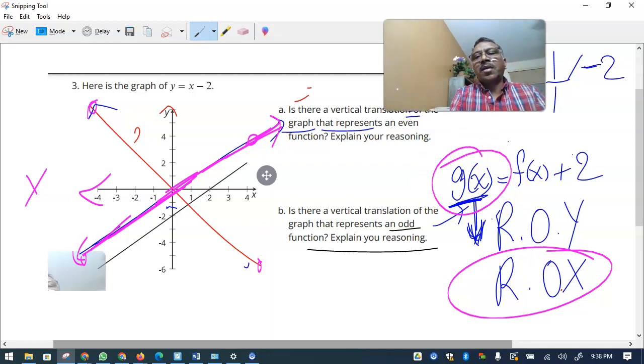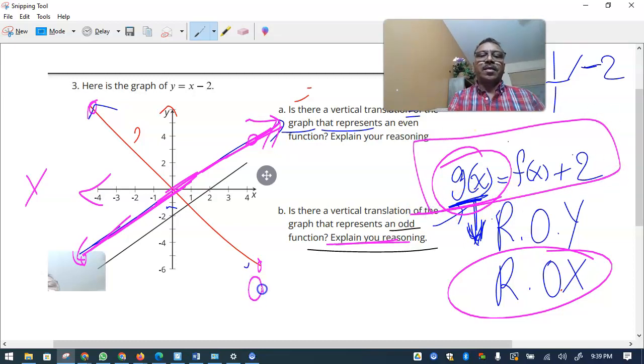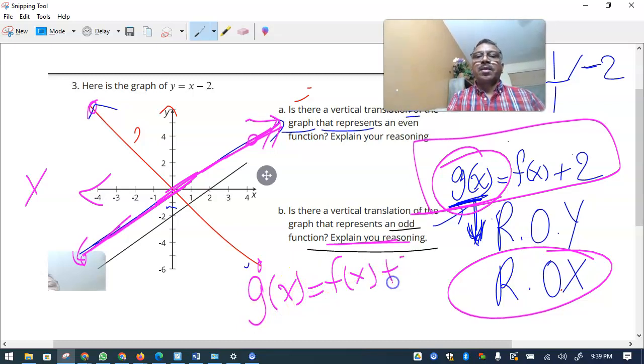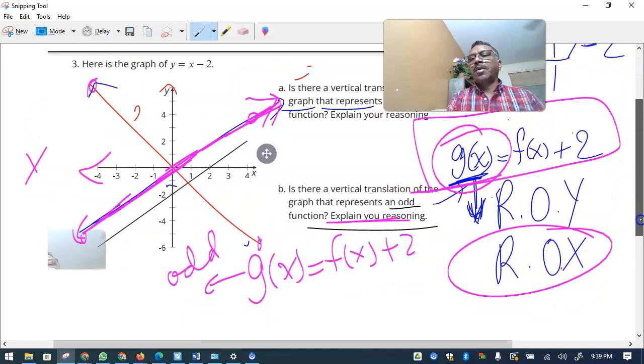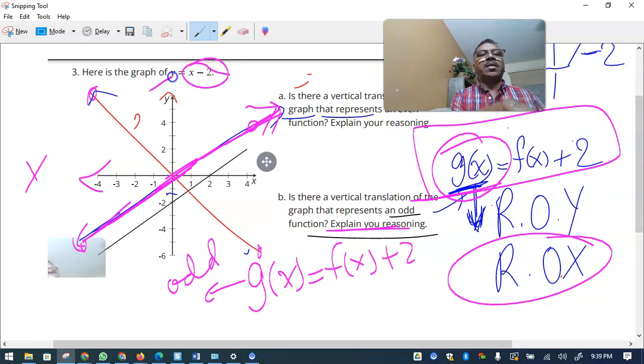So that means the new function, the one that we translated, so you translate 2 units up, you get the new function. This is the one that is g of x, which is f of x plus 2. This function is an odd function. Now you may be tempted to plug in. Now remember, this is f of x. Let's plug it here. It is x minus 2 plus 2.